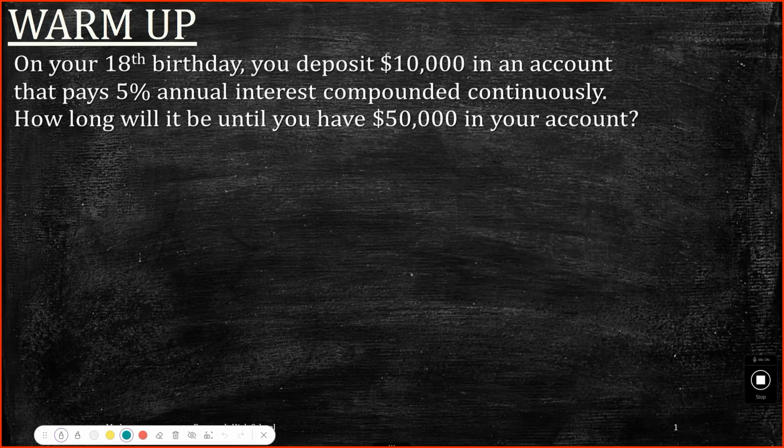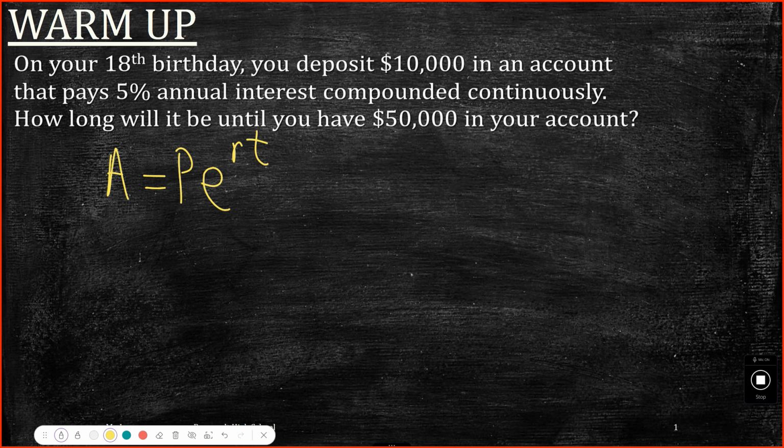So on your 18th birthday, you deposit 10,000, pays 5% annual interest, compounded continuously. How long will it be until you have 50,000? Okay. So which formula are we using? A equals Pert. All right, so we got A equals Pert.